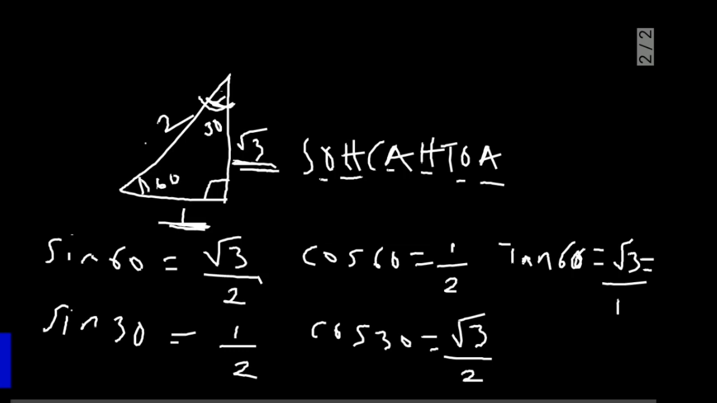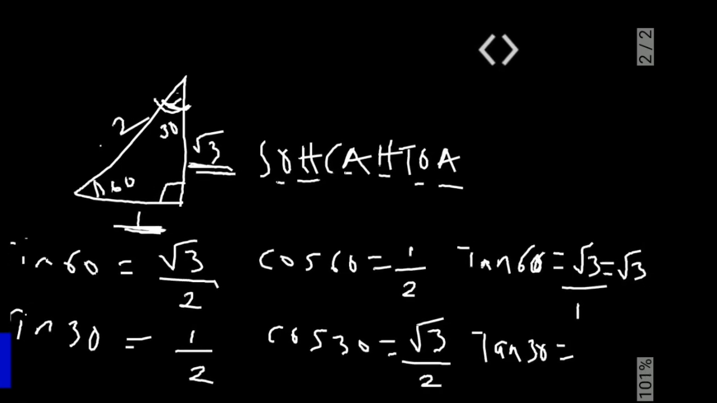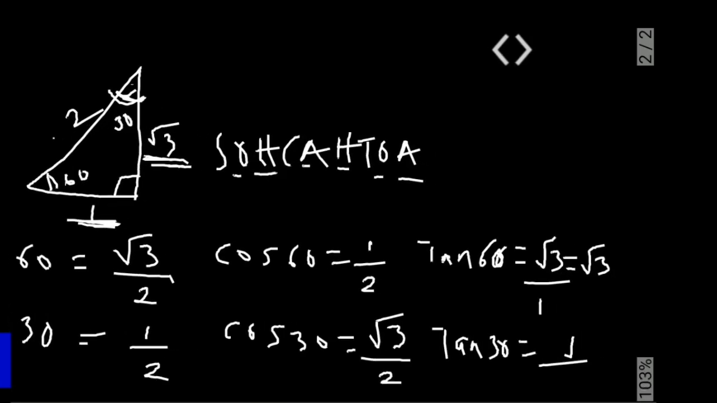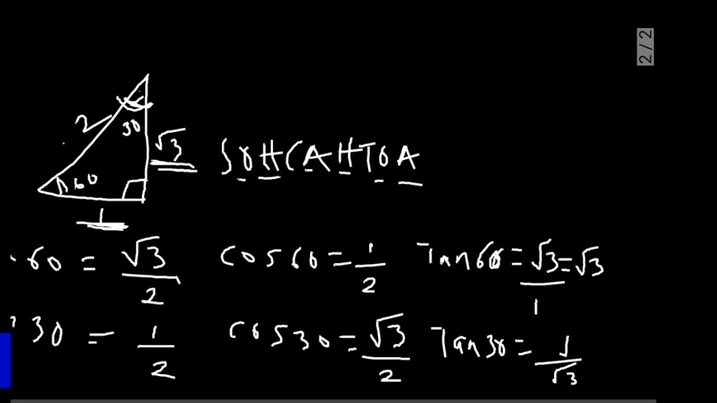And our tan 30 would be opposite over adjacent. Our opposite over adjacent would be 1 over root 3. By rationalization, this would be root 3 over 3. So these are the trigonometric ratios for these special angles.